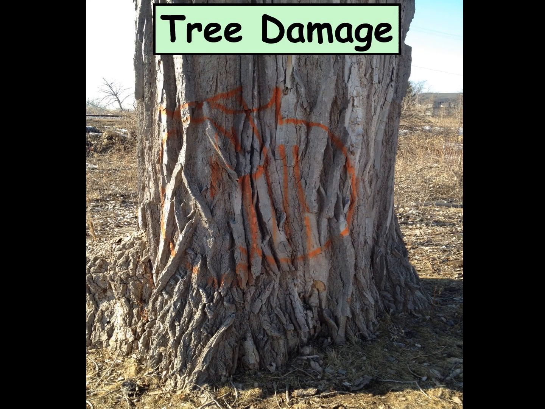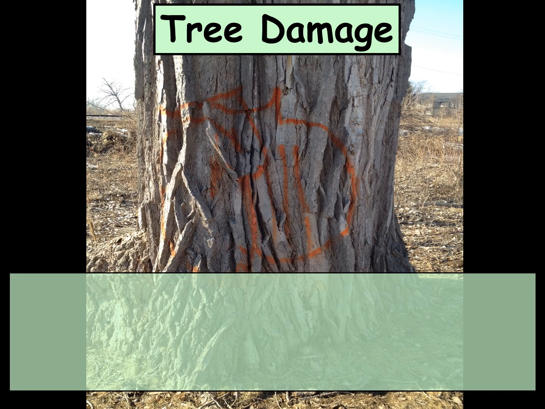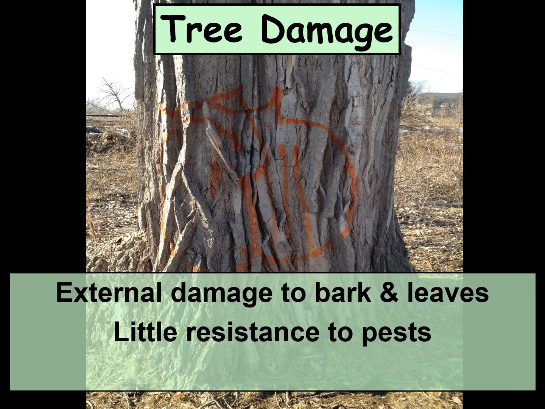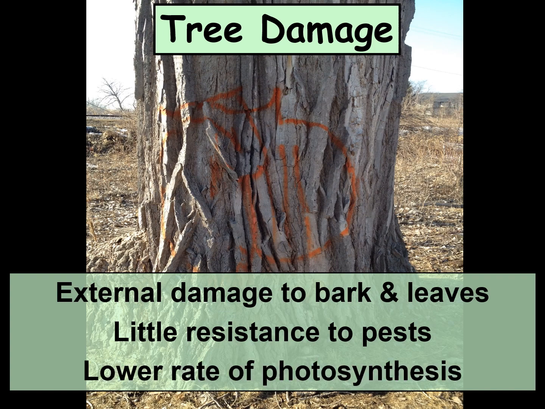When trees are exposed to continual acid deposition, it does damage their leaves and the tree bark. And that is a problem because, as you know, leaves are photosynthetic machinery. So if they have damaged leaves, they can't perform as much photosynthesis as they may need. And also that damage to the bark is kind of like the tree's main protection, so it offers very little resistance to pests.